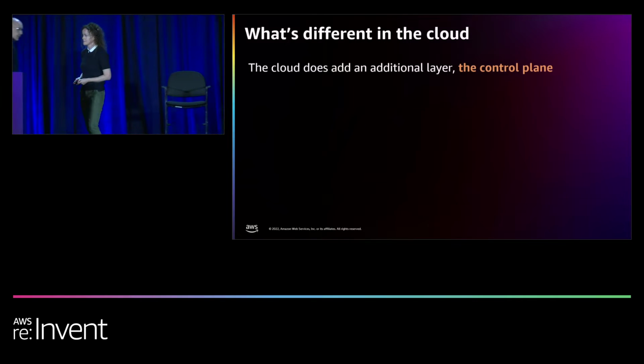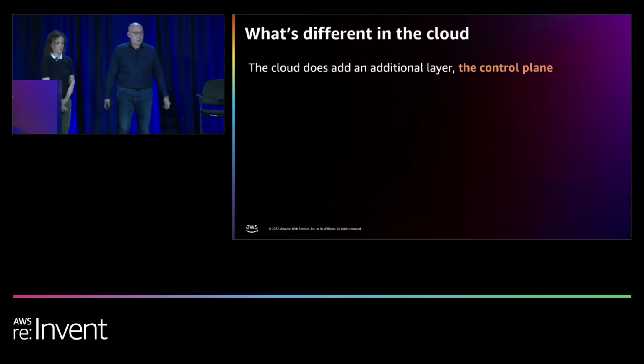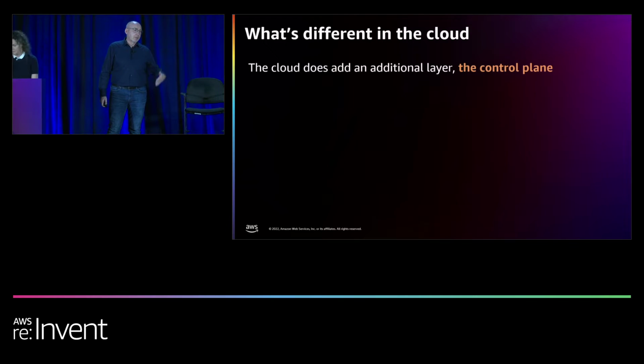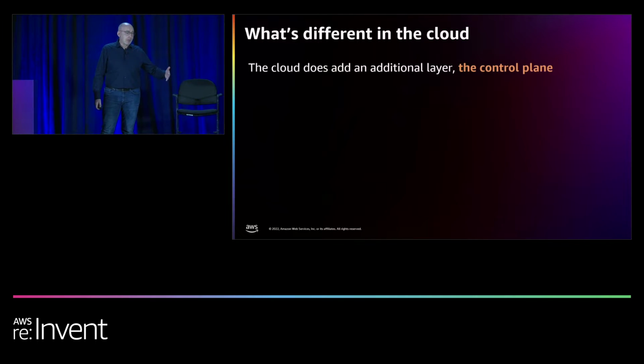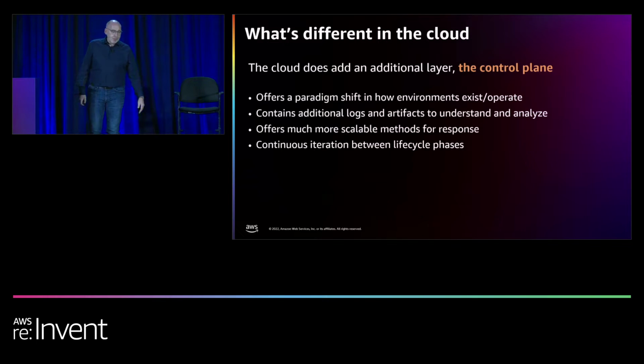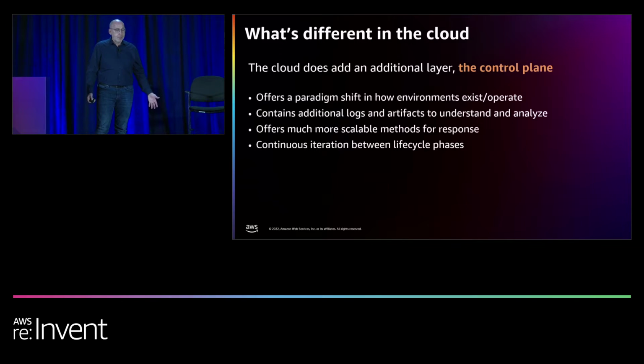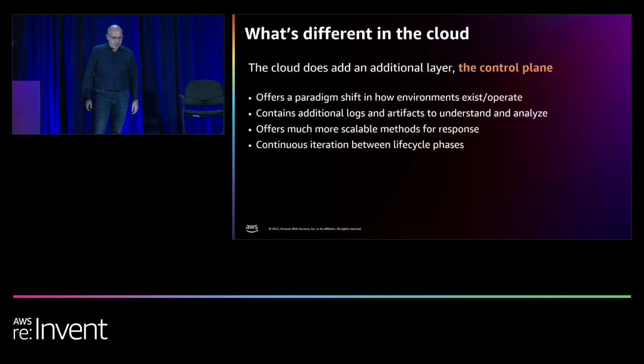All right, thanks, Margot. So I want to take over the first part and talk about what's different in the cloud. And I think the big thing is there is just an additional layer in this whole picture, and this is a control plane. In fact, this is a paradigm shift in how environments operate and how they exist. There is quite a lot of additional log data which we need to consider in the incident response process. But on the flip side, there's also a much better, more automated way to react to incidents. And then finally, there is also a more continuous iteration between the life cycles, which we will show during the course of the session.